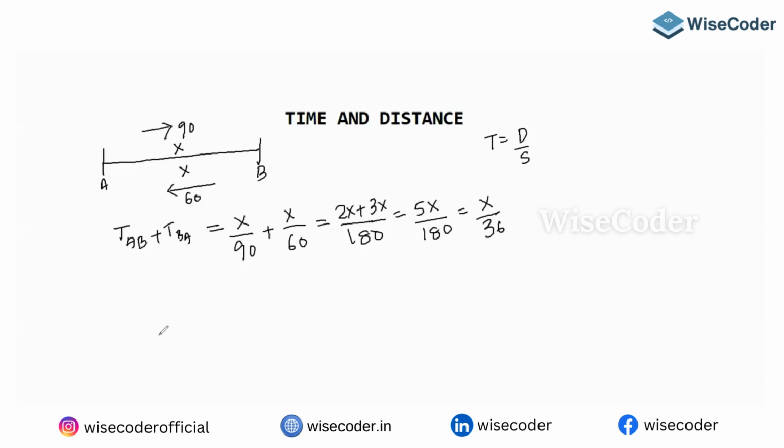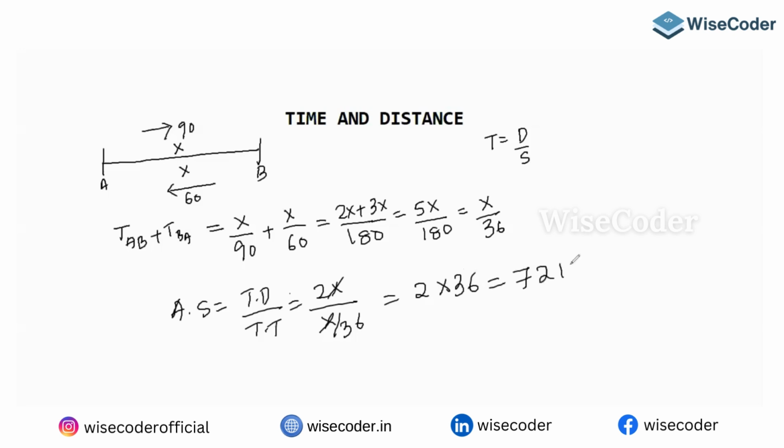Okay, but now I want average speed, which means what? Total distance by total time. What is the total distance? 2x. What is the total time? X by 36. X is going to be cancelled, no? So 2 into 36. So which means what? 36 into 2. That will give you 72 kilometer per hour. Okay.